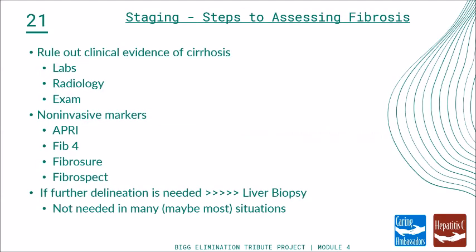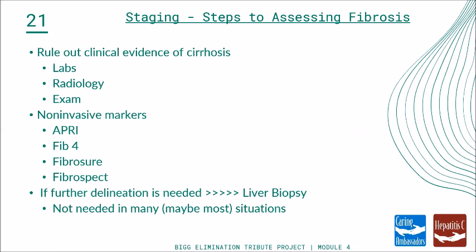So to kind of finish up with staging, staging is really important because this is really what tells us how far along someone's liver disease is that has hepatitis C. The first thing we want to do is rule out very clinical evidence of cirrhosis. So if someone comes in with ascites and just had a variceal bleed, you know they're cirrhotic. You don't have to do any staging.